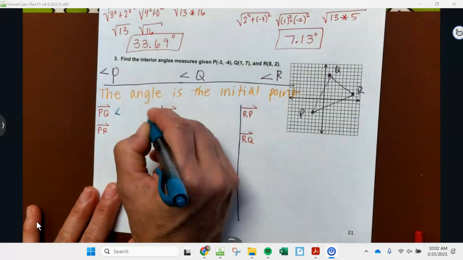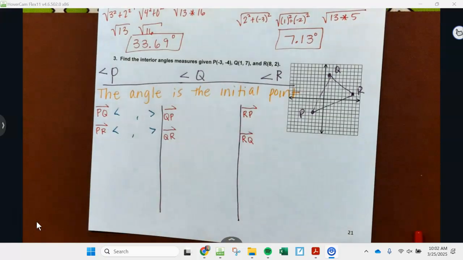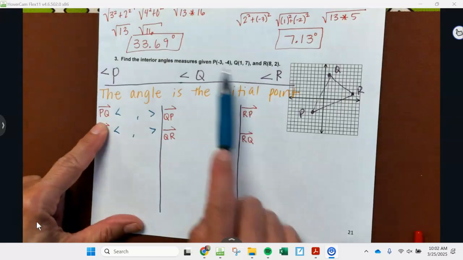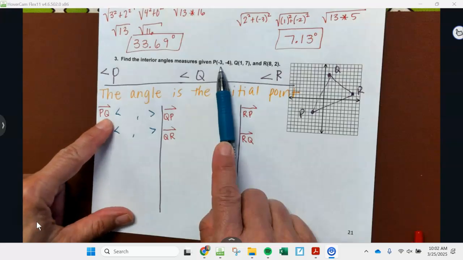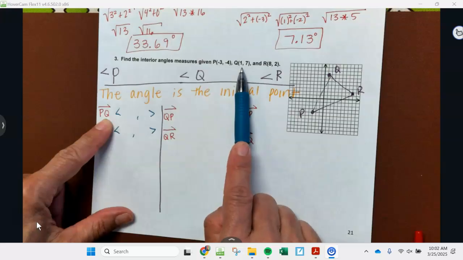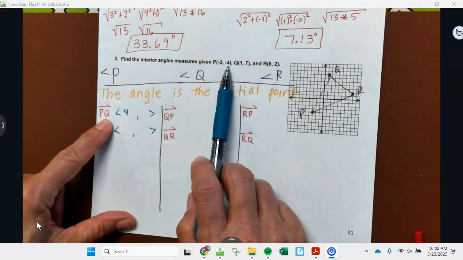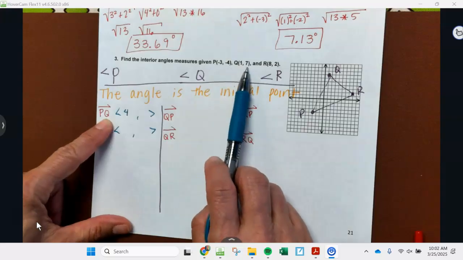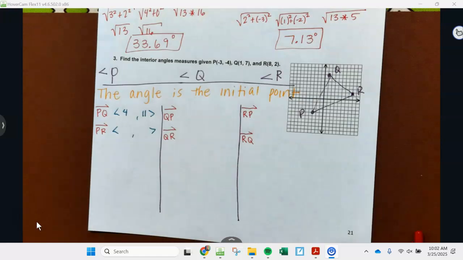Here we go. Just going to draw my angle brackets because it's all about component form. So component form for PQ, I'm just going to analyze these ordered pairs. P is at (-3, -4). Q is at (1, 7). So if I start at -3 and go to +1 for Q, that is an increase of 4. For the second component, if I start at -4 but go all the way up to +7, that's a big increase of 11 spaces.